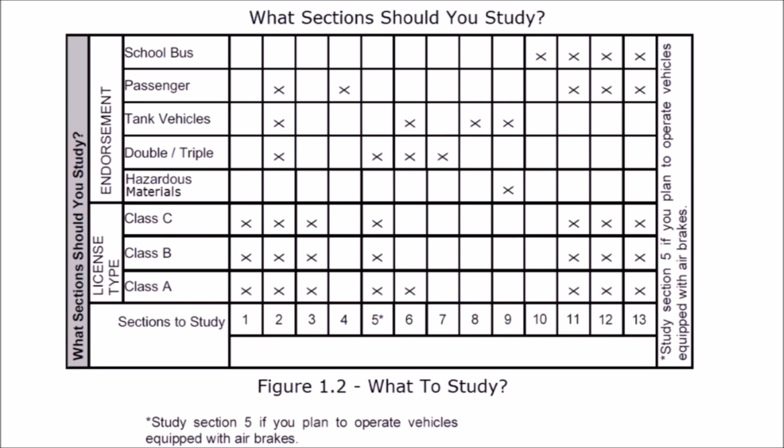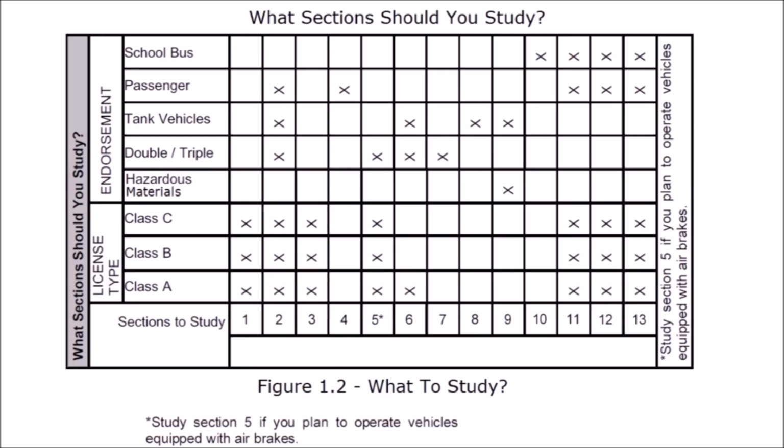Endorsement. Passenger. Sections to study, 2, 3, 4, 5, 11, 12, 13. Endorsement. School bus. Sections to study, 2, 3, 4, 5, 10, 11, 12, 13. Footnote. Study Section 5 if you plan to operate vehicles equipped with air brakes.